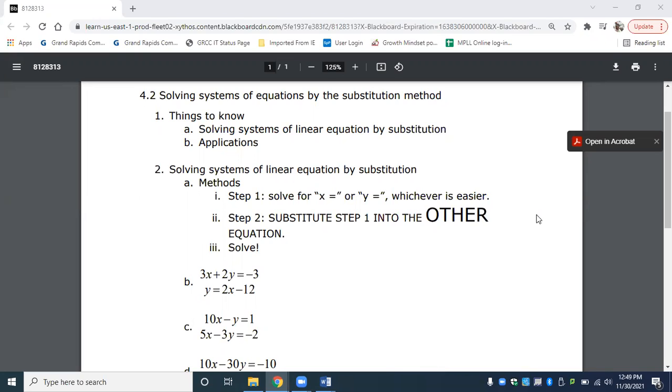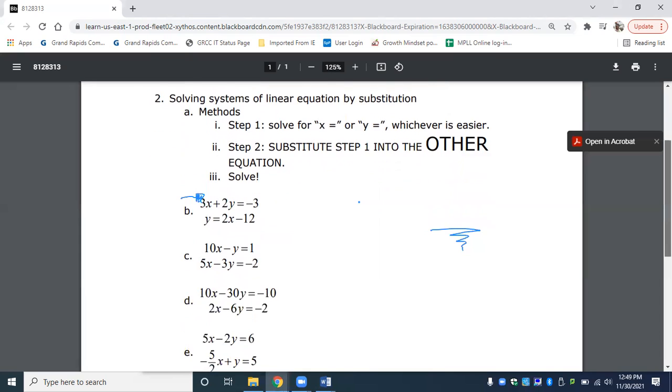The substitution method means the first step is you need to have x equals or y equals, whichever is easier. The second step is substitute step one into the other equation, and notice the word other is being capitalized. And then you solve. So let's work through a couple questions and apply the method. So here we go.